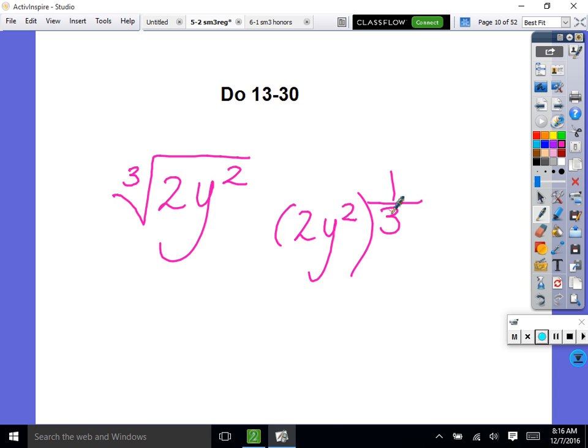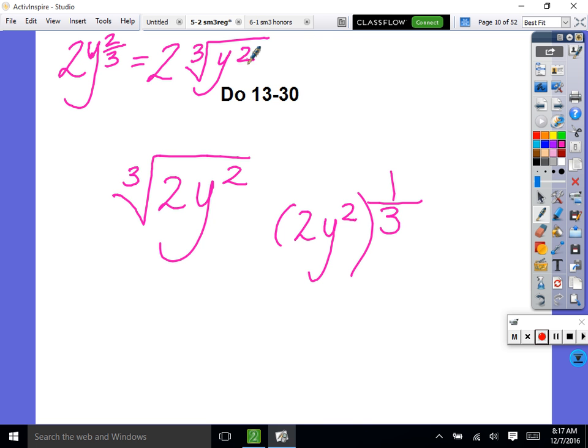2 and y squared, not together because 2 is not raised to the 2nd power. Those are under the cube root. Sorry, I said that word wrong. Does everybody see the difference between that and, let me show you. If we had 2y to the 2/3, this would be 2 cube roots of y squared. Because do you see how y is the only thing raised to the 2/3 power? Does everybody see?